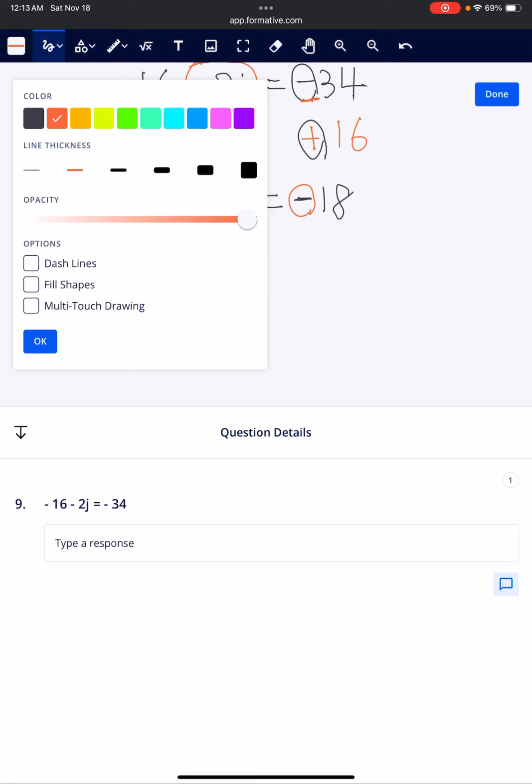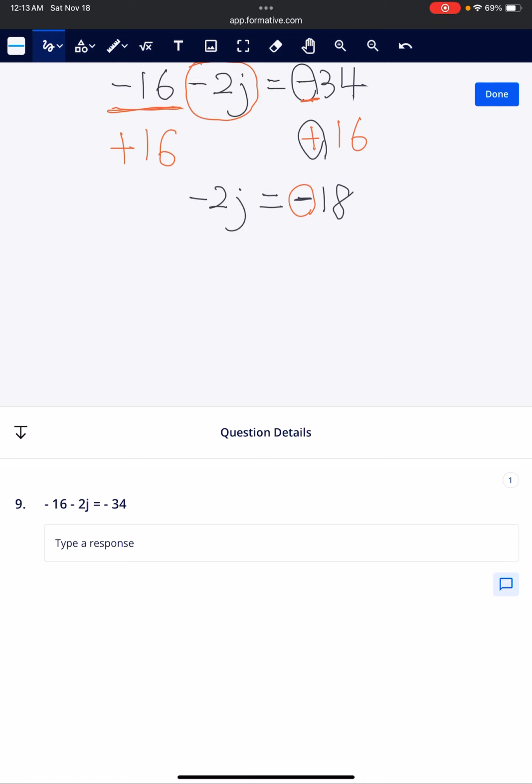Now we need to get rid of j's coefficient, negative 2. You can get rid of negative 2 by division. So these will be gone. You'll be left with just j. Negative 18 over negative 2 is positive 9.